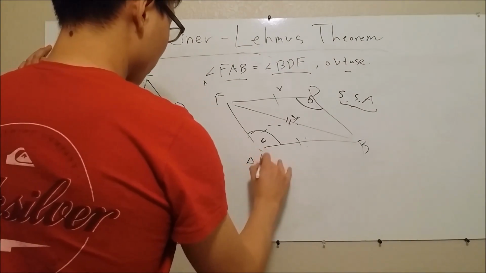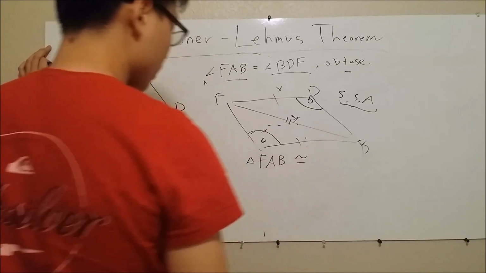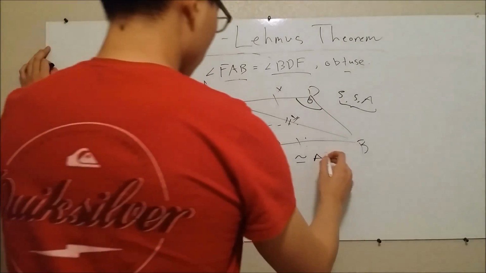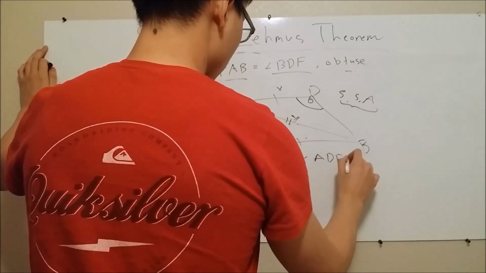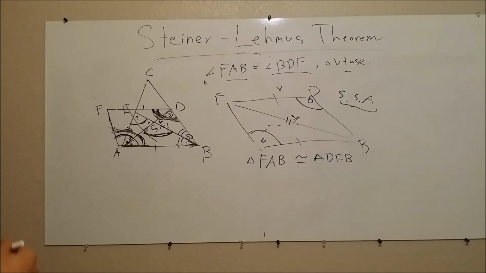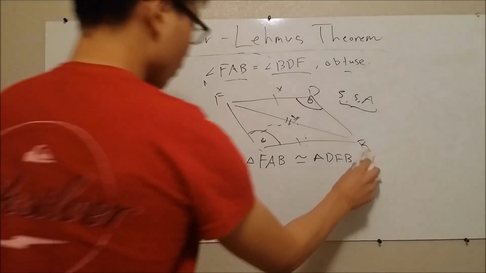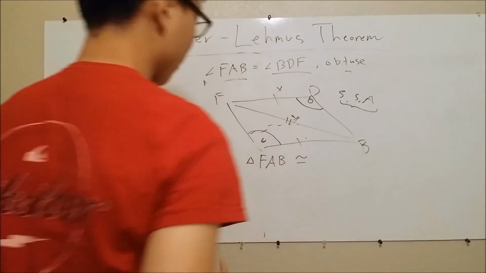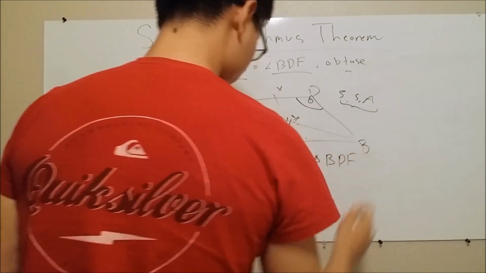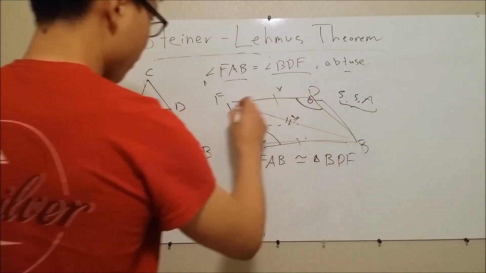We have triangle FAB is congruent to triangle DFB. Okay? Oh, sorry. That'll have to be triangle BDF. So we have FAB and BDF. Okay?